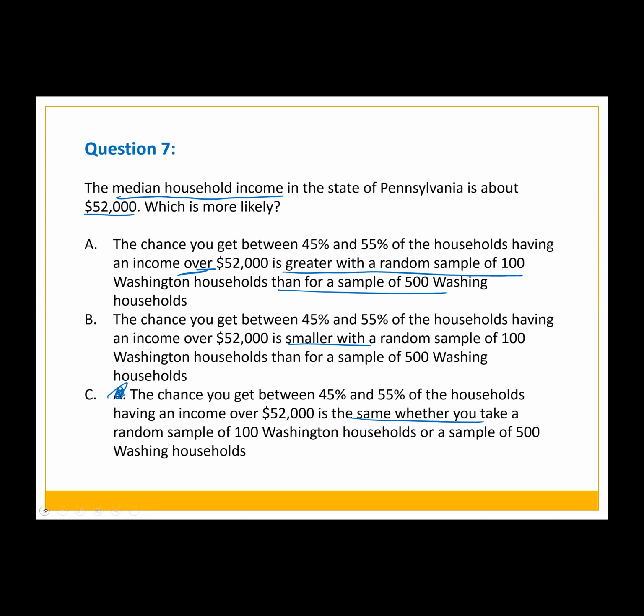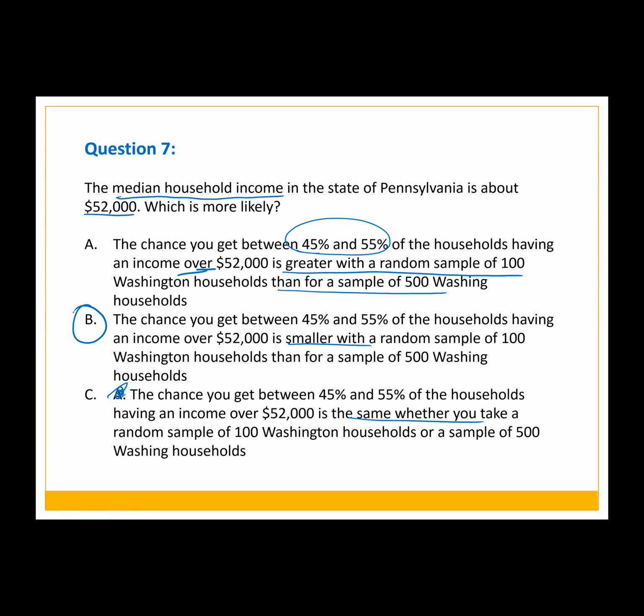The chance of 52,000 not being the median is possible, because it's not necessarily the median; it can be like the 40th percentile and all of that. So the chance that you get between this is smaller with a smaller sample and larger with a larger sample. Therefore, the answer is B.